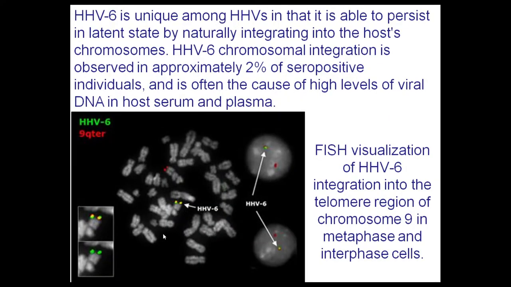One more very interesting thing: we stated that human herpes viruses occur in the infected cell nucleus in the form of an episome, not integrated with the human chromosome. But for HHV6, chromosomal integration was shown in approximately 2% of seropositive individuals, and it is often the cause of high levels of viral DNA in host serum and plasma. And you can see here, with a fluorescent assay, visualization of HHV6 integration into the telomere region of the chromosomes 9 in metaphase and interphase cells. See, this is the integration of the virus into the chromosomes here, right?